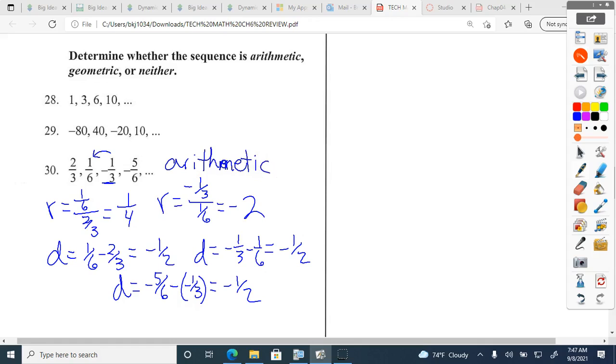All right. So what do we have? 28 was neither. 29 was geometric. And the last one is arithmetic. All right, and that will do it.